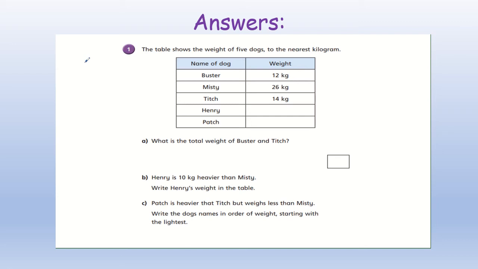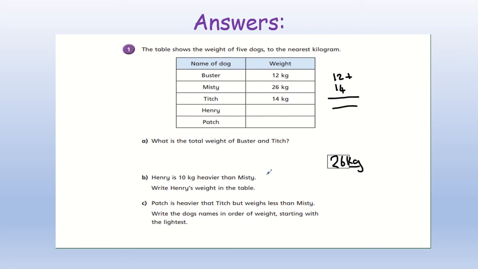What is the total weight of Buster and Titch? Well, Buster is 12 kilograms and Titch is 14 kilograms. So if you add those together, you have the total weight. 26 kilograms. Well done. Don't forget to add the kilograms because weight could be measured in different ways. Grams, pounds, stones. So it's important we put the measurement on the end.